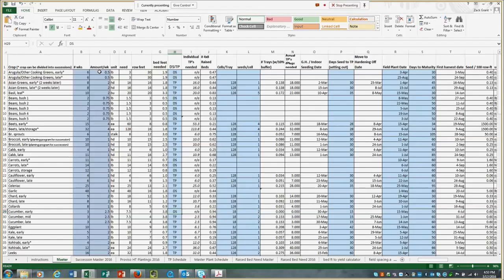So I could go back and just change it to TP, and that information pops back up: the number of trays that I need, the greenhouse seeding date. So you can see how you can change some of these columns and it automatically adjusts as you move over.